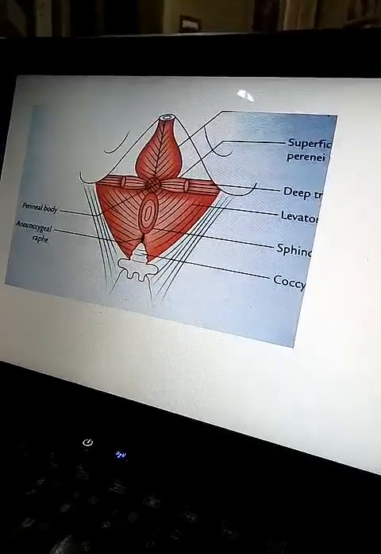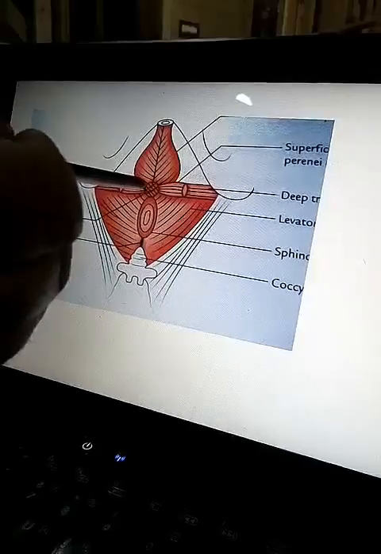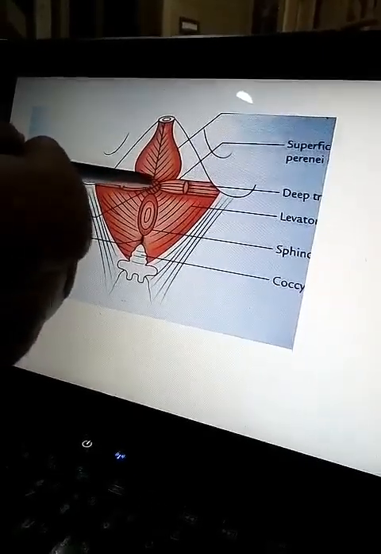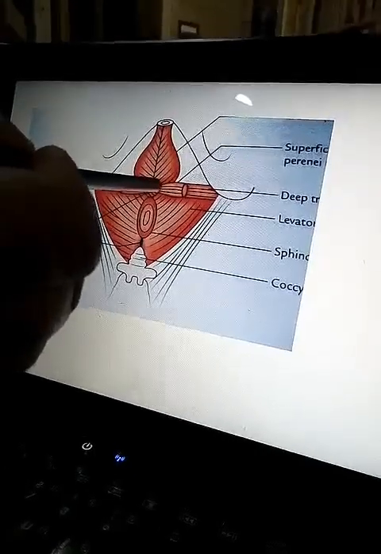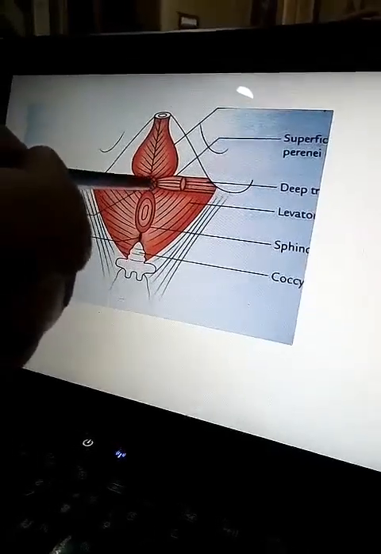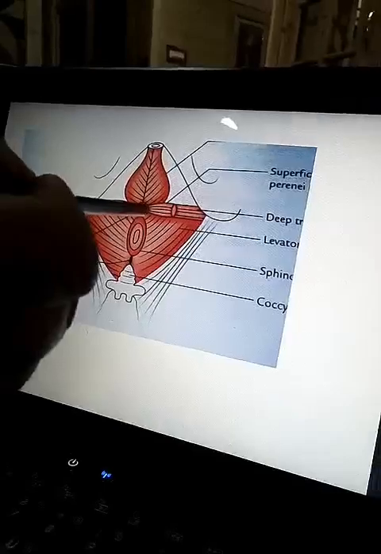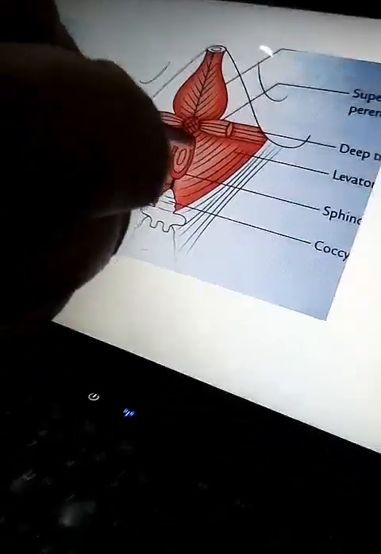Now what is the clinical importance of this perineal body? It may be damaged. The perineal body is extremely important in females in maintaining the integrity of the pelvic diaphragm and providing support to the pelvic organs. It may be damaged due to childbirth. This may lead to prolapse of the uterus, bladder and rectum.